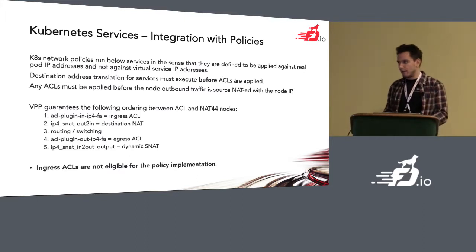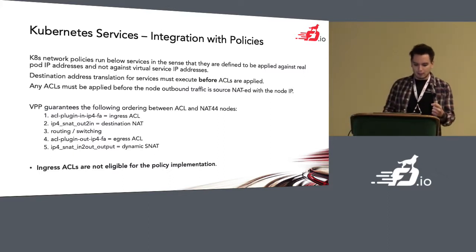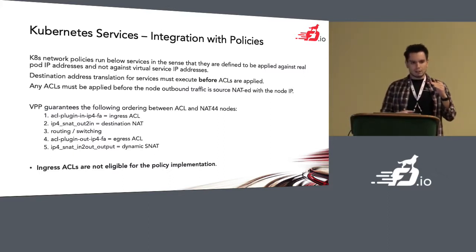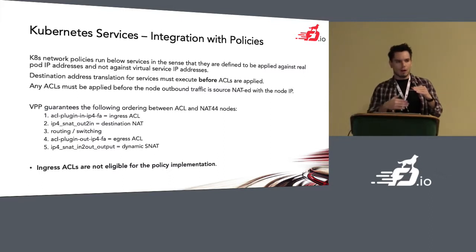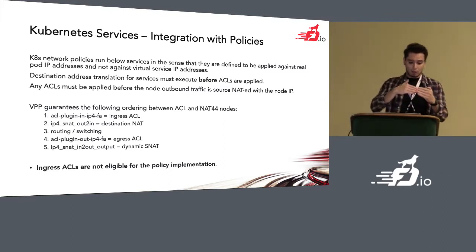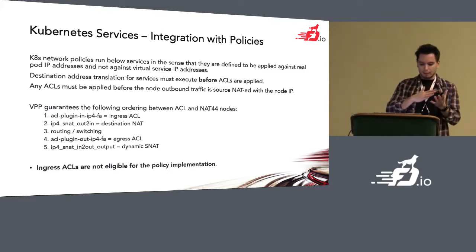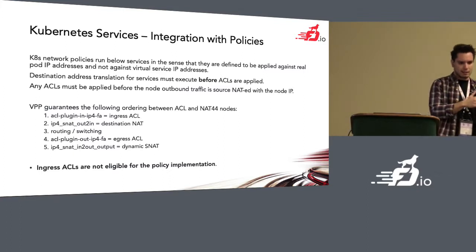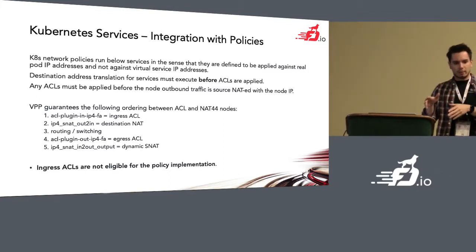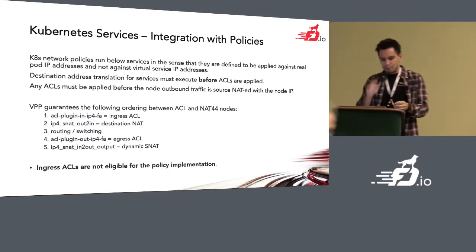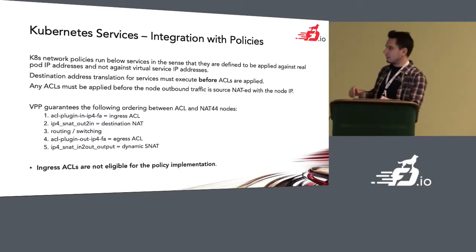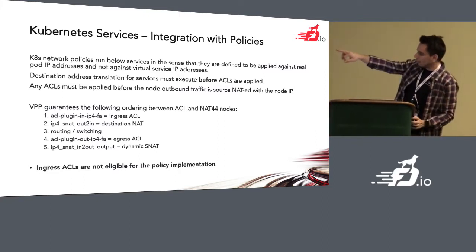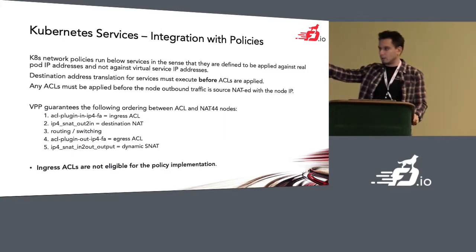Another problem we faced with Kubernetes services is that the network policies run below the network services. So that means that destination address translation needs to happen before the ACLs are applied. And VPP guarantees the following ordering between the ACL and the NAT44 rules.